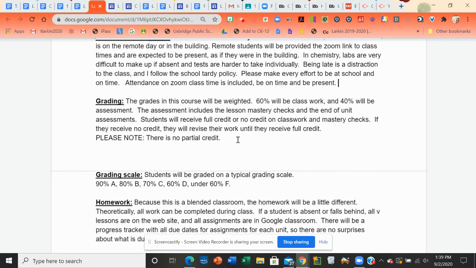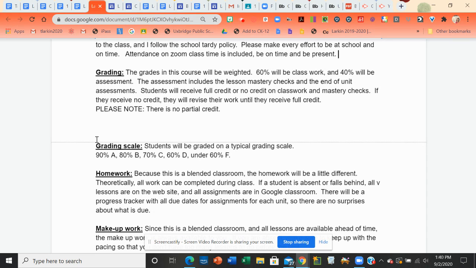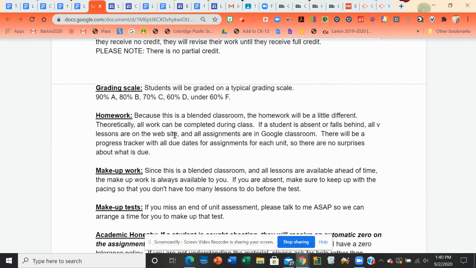So you will do a practice assessment or a practice activity. I will assess it and give it back to you. If it's not fully completed, if you don't have an 80% or above, then you have to revise your work and you cannot move on until then. We will discuss more about that together. Grading, students will be graded on a typical grading scale.